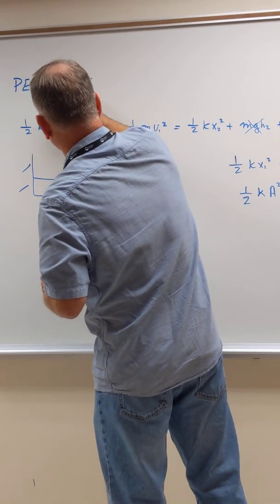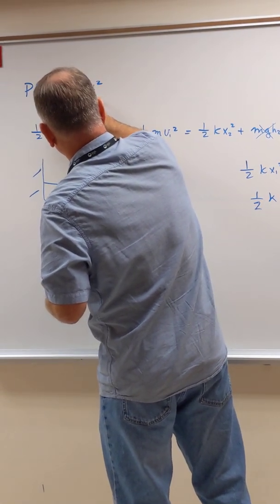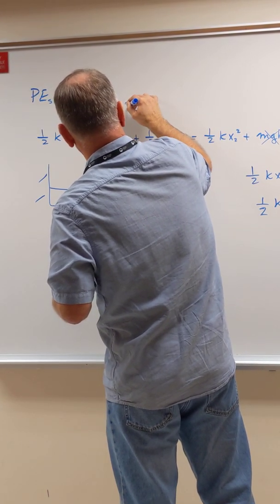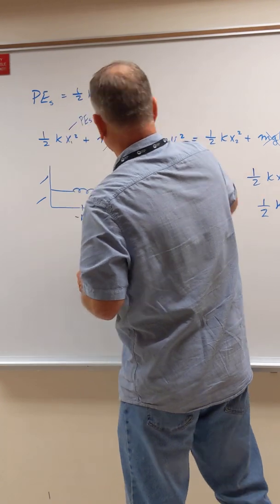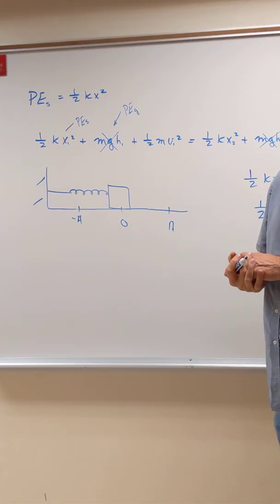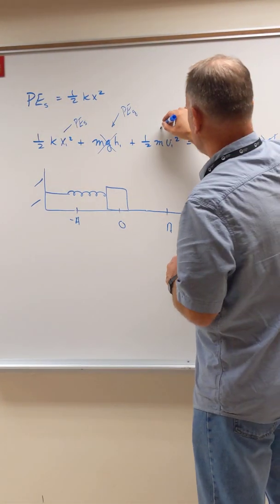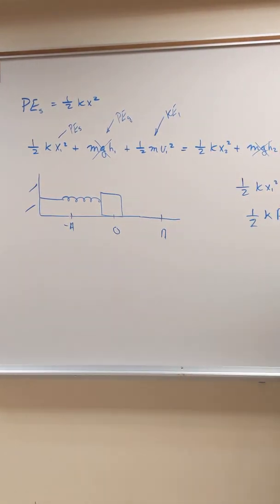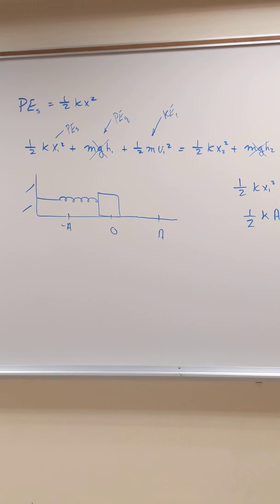Well, this would be spring potential energy. This is gravitational potential energy due to position. Does that help? And then this is KE1, whatever that might be.